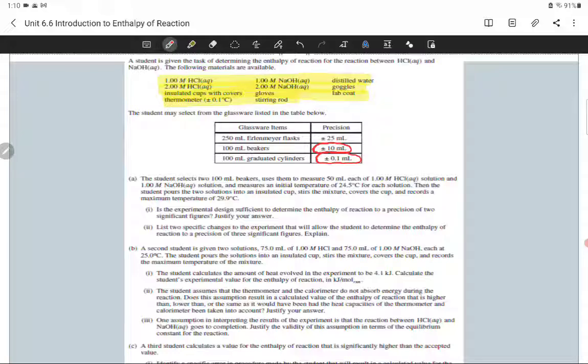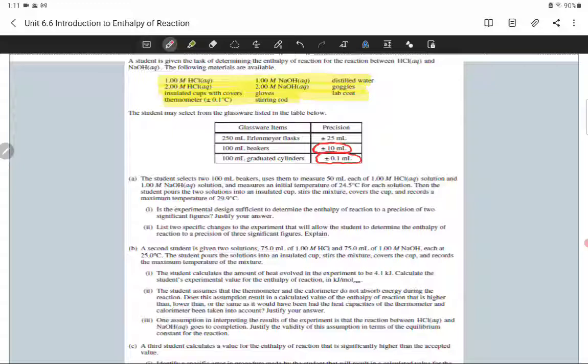Okay. So part A, we got student selects 200 milliliter beakers, measures out 50 milliliters. That is a mistake right there. So we didn't even get the question yet, but I would not use any beakers to measure out liquids. Measure the initial temperature. Student pours the two solutions into the insulated cup. That's a good method. Stirs, covers, records maximum temperature. So those are all sound practices for calorimetry.